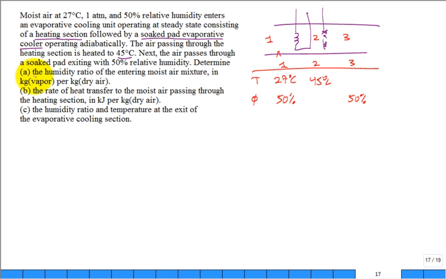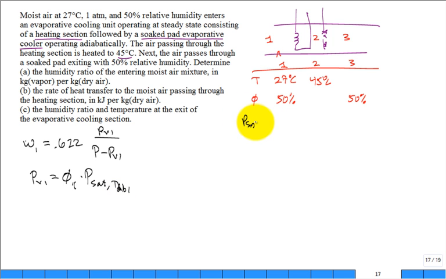The first question is determine the humidity ratio of the entering moist air in kilogram vapor per kilogram of dry air. That look good? Okay. So how am I going to calculate, let's say, omega at state 1? The partial pressure of the vapor at 1 is the relative humidity at 1 times P sat at the dry bulb temperature at 1. And so we look up P sat at that 27 degrees C.